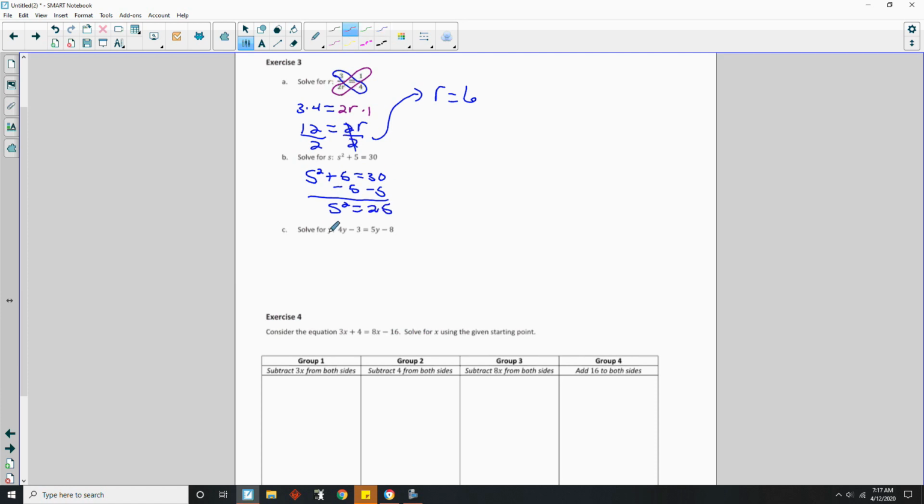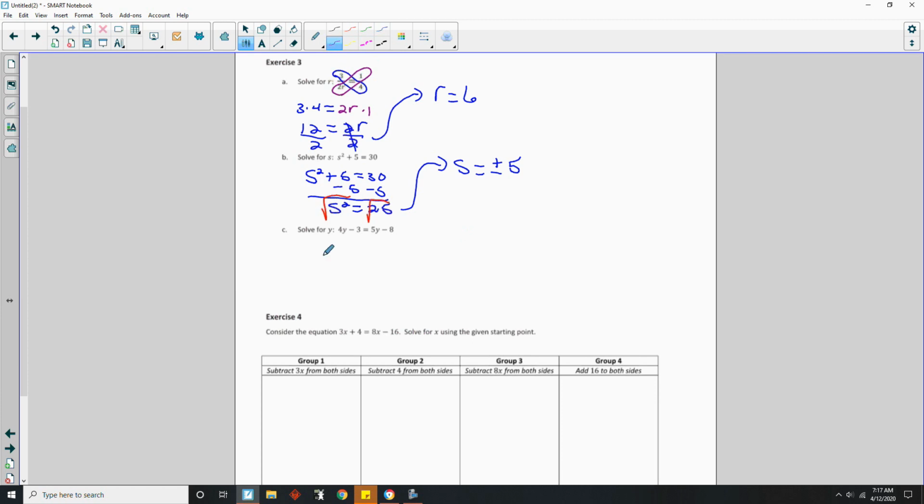And then to simplify that, we take the square root of both sides. In doing so, the square root of s squared is s. And the square root of 25 is either positive or negative 5. Don't forget that negative. Negative 5 times negative 5 is 25.